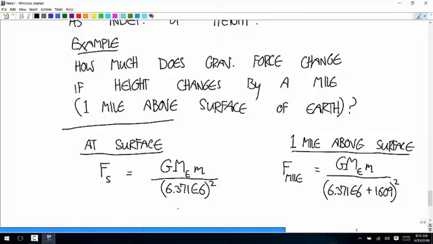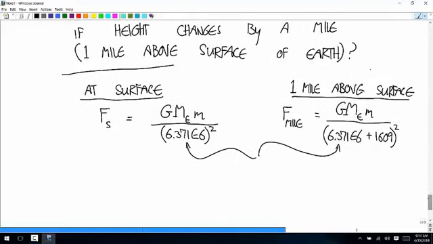That's the G value. The radius of the Earth is this. Yeah, I wouldn't know that. It's in my notes.